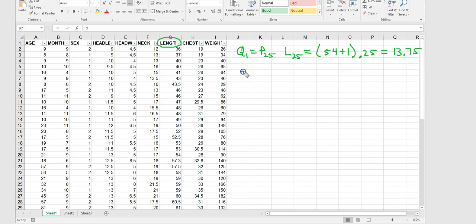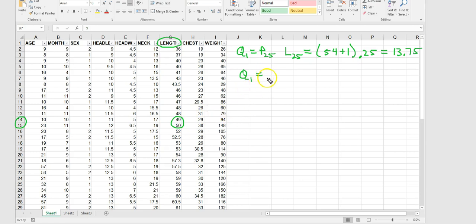So Q1, or P25, is going to be 75% of the way between the 13th and 14th score in our set, sorted from low to high. So let's find those two values. If we scroll down here, the 13th and 14th data values are going to be in these two rows. Remember, we have a header row, so it's actually going to be 14 and 15. And going over here, we see that we're going to be looking at these two scores right here.